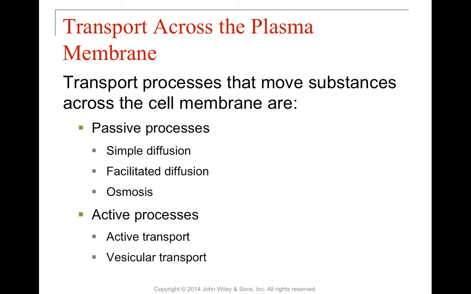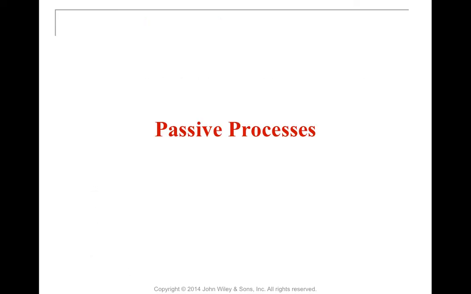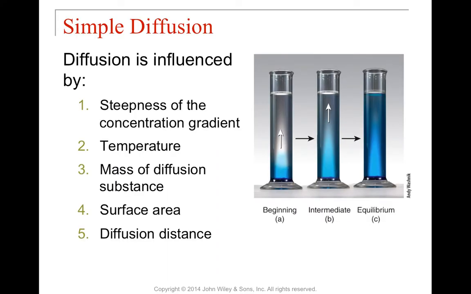But if we're going from low to high, like we want to put whatever substance it is outside of the cell, but there's more of it on the outside than on the inside concentration-wise, then we're going to need to actively transport it out. And then last but not least, we can use those vesicles that I was talking about to transport as well. This will be for the larger macromolecules that I was discussing previously. So let's talk about the passive processes.